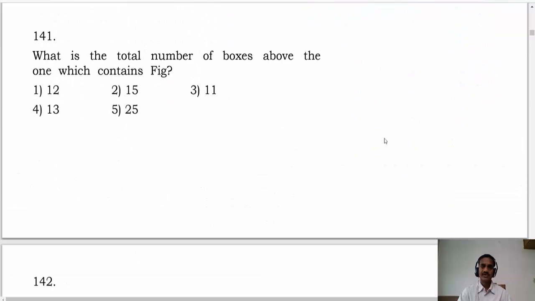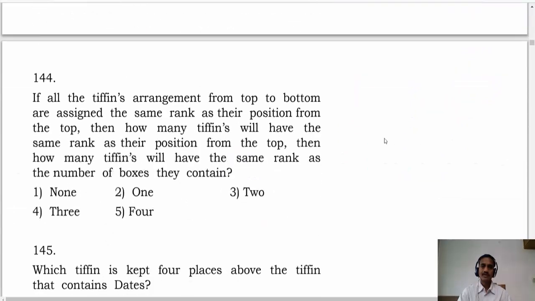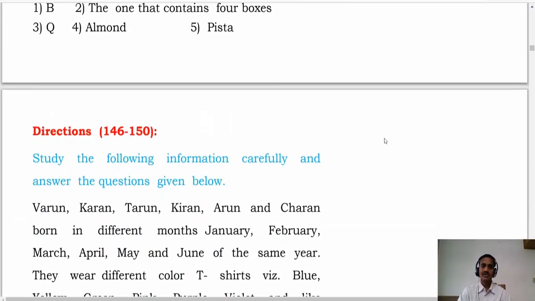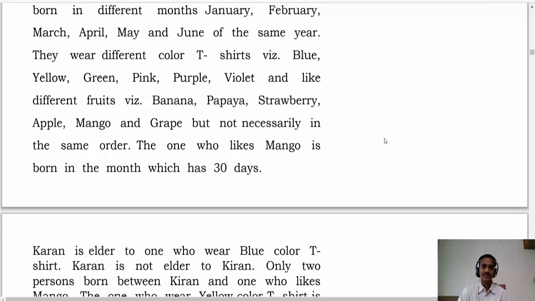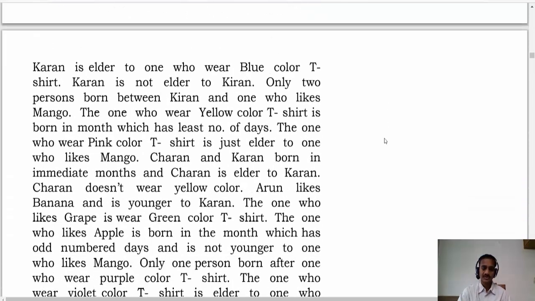After this 141 to 145, then question numbers 146 to 150. Here, Varun, Tarun, Kiran, Arun and Charan were born in different months: January, Feb, March, April, May, June. 6 months each one, isn't it? Now months were given, hence first we need to fix the months. Tell me, what are in Jan? Jan, Feb, March, April, May and June.